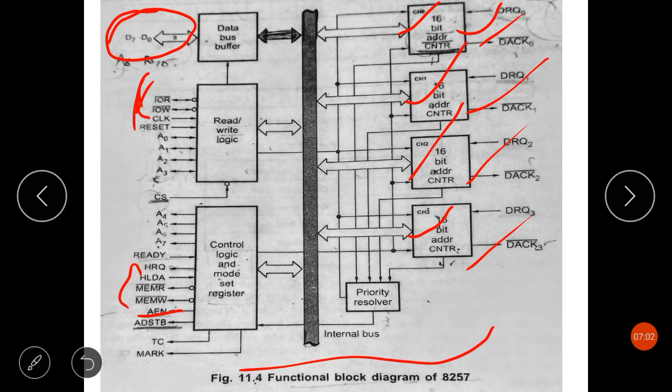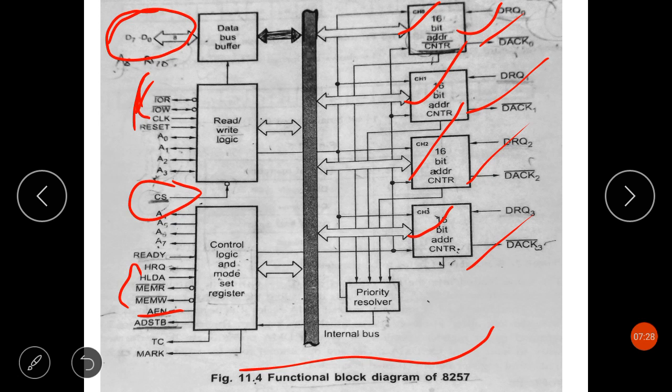Now, I've already discussed the IOR bar and IOW bar signals. The next I'm going to discuss is CS bar. This is an active low input used to select the 8257 as an input output device during the idle cycle. This allows the CPU to communicate with the 8257.